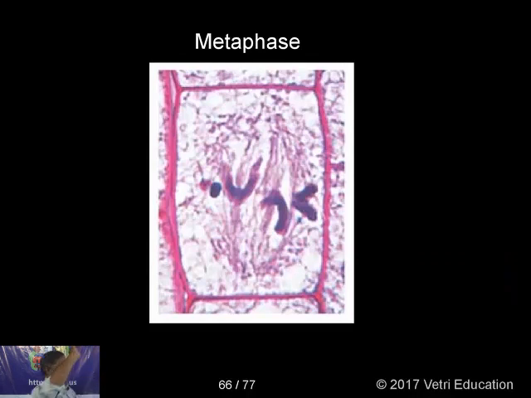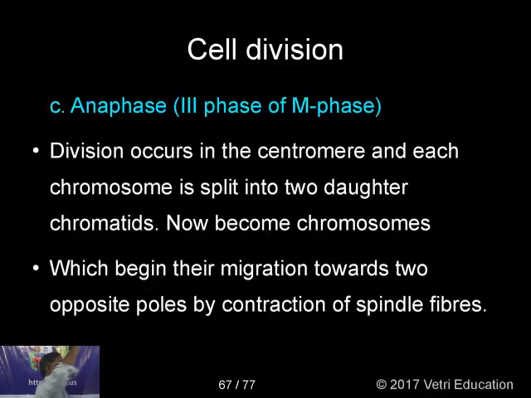So here, in the metaphase, you can find, as you have seen already, the chromosomes arranged in the equatorial plate. Regarding the next phase, anaphase, ana means back, to go back, chromosomes going to the back.